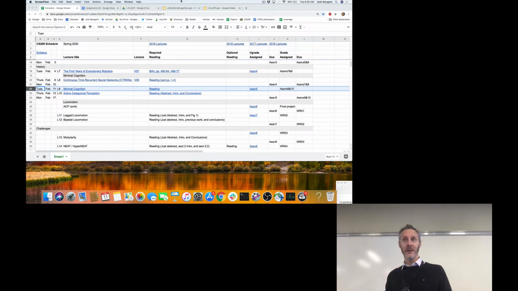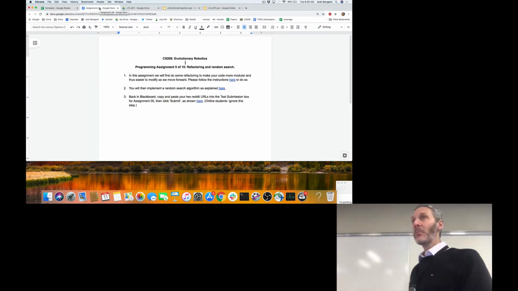Undergraduates, you are moving on to assignment 5, where you are going to be pausing and pivoting. What you're going to be doing in the first part of assignment 5 is doing some refactoring. So you've written a fair bit of code up till now, and in assignments 6 through 10, you're going to write a lot more code, and then yet more code once you start working on your final project. So we're going to pause this week and clean everything up, refactor, and modularize your code so that it is easier to add code as you go.